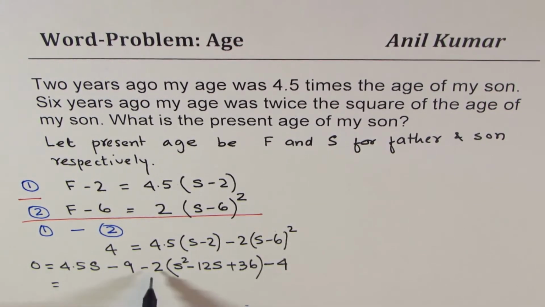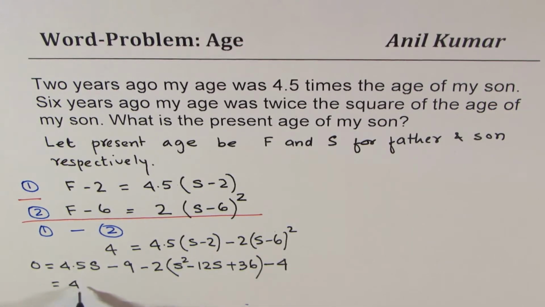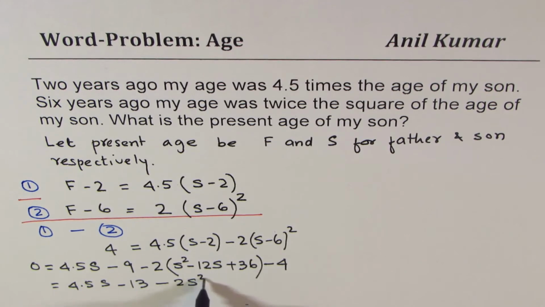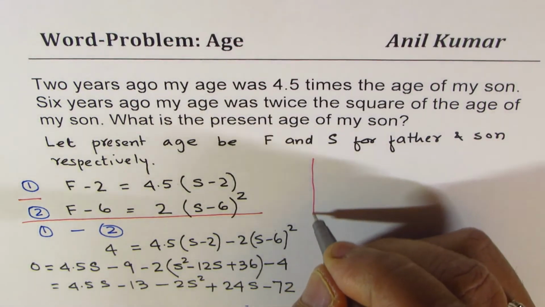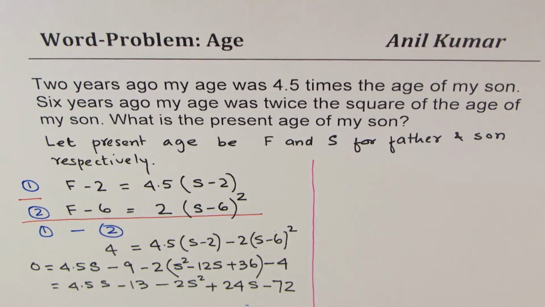Now let's rewrite this. We have to open this bracket. We have 4.5s minus 9 and minus 4 is 13, minus 2 times s square plus twice 12 is 24, and twice 36 is 72. Correct. So let's take all this to the right side and we'll just find the solution for this quadratic equation.